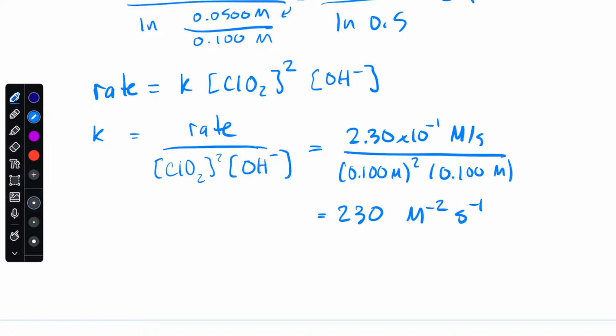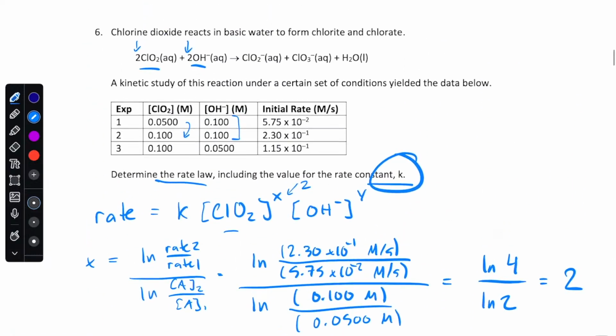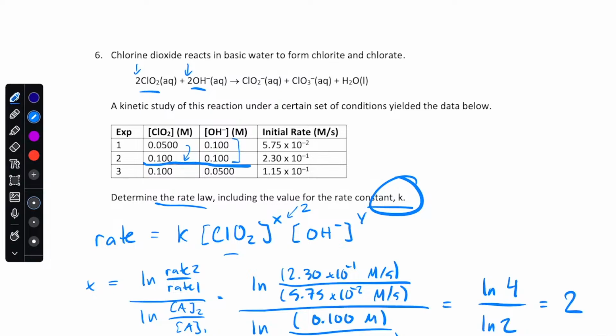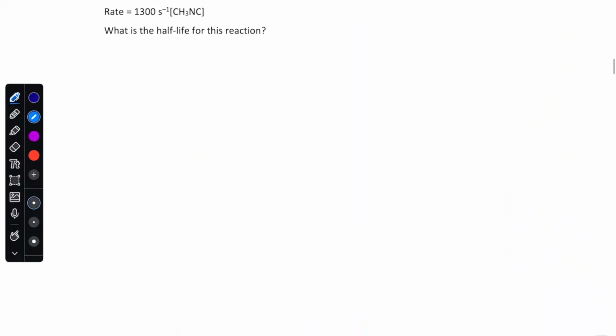Then, does it state the concentration for different ones? Sorry? Does it state the concentration of both for different ones? Yes, they were both 0.100, as you can see right here. And it doesn't matter. You could pick experiment 1 or 3. It'll give you the same number, as long as you're consistent and use all the same numbers from the same experiment. Okay.